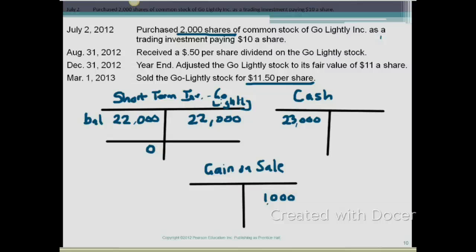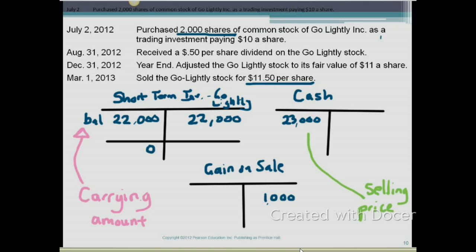Now let's see if our debits and credits are equal. We debited $23,000 cash for our selling price. We credited $22,000 and zeroed out our investment account. And then we credited 1,000, which is a gain on sale. Our debits are equal to our credits, so we are done recording this transaction. This gain on sale will be shown in other gains, revenues, and losses in your income statement for the year ended 2013. Just remember, whenever you're calculating the gain on sale, you're always going to be looking at the difference between your carrying amount and your selling price.